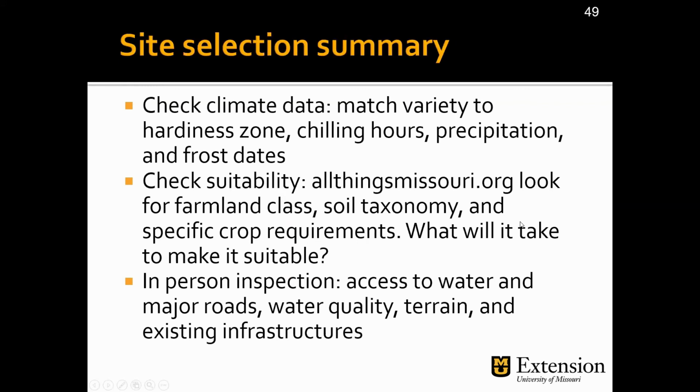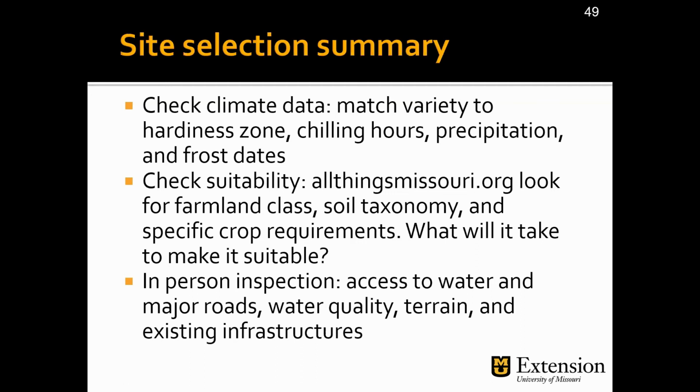All right. So this is a summary for site selection. Check the climate data. Make sure that the variety you're purchasing is adapted to the zone where you want to plant it. Check for the chilling hours. Check for the precipitation, and check for frost dates. Make sure that the land that you're going to use is suitable.